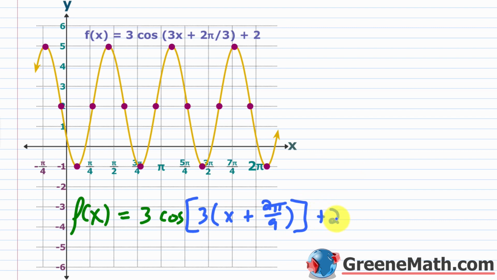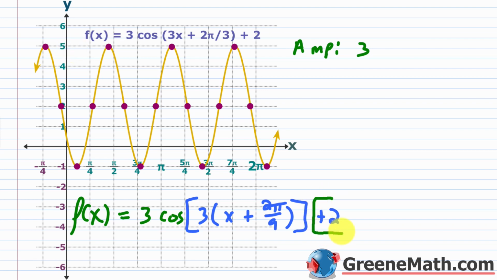Okay, so now that we have this set up, we can identify what's going on here. We know that this 3 out in front, the absolute value of that guy, which is just 3, is the amplitude. Okay, so that's going to be 3. Now with the normal cosine graph, just like a normal sine graph, it's going to tell you your minimum is at -3 and your maximum is at +3. But if you look at the graph that's already drawn, you see the minimum is at -1 and the maximum is at 5. So what's going on?